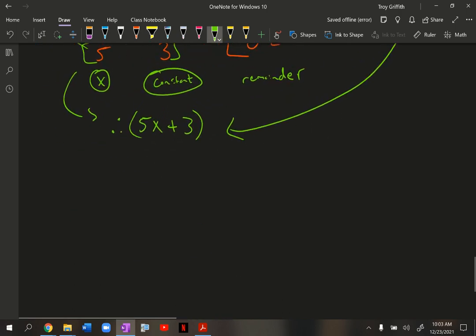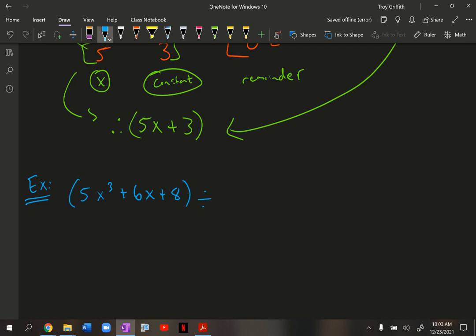Okay, one more, and then I'll put a couple practice problems in the OneNote folder. All right, so let's try this one. Let's go 5x cubed plus 6x plus 8 divided by, and let's try x plus 2. Okay, and we're going to see, can we figure out what this is equal to?